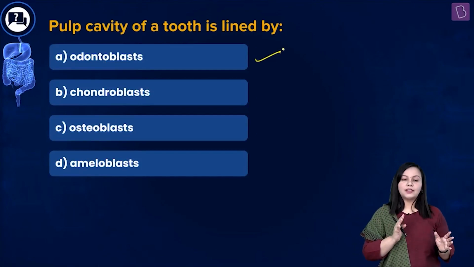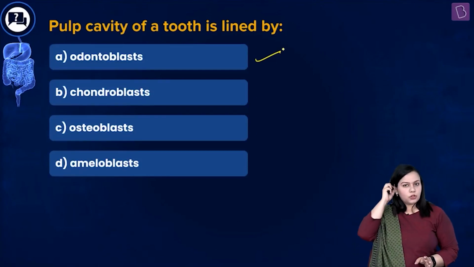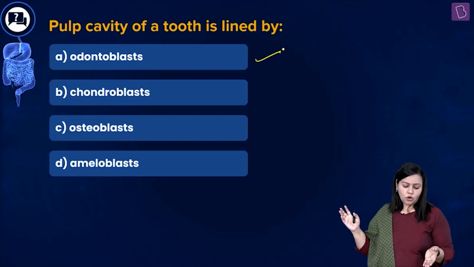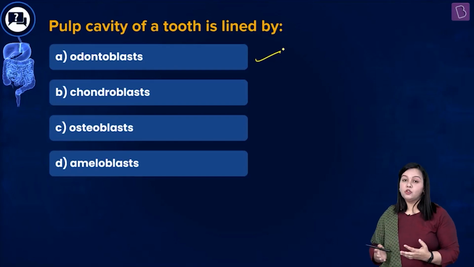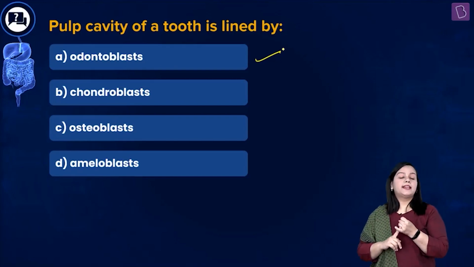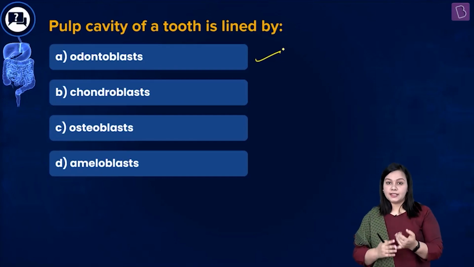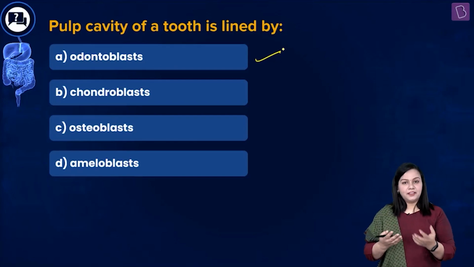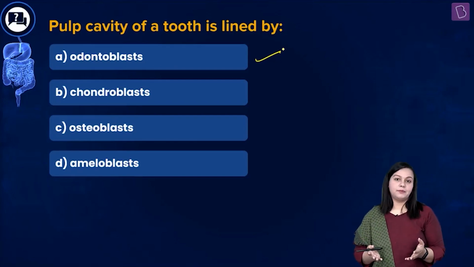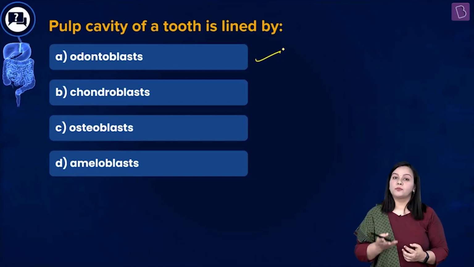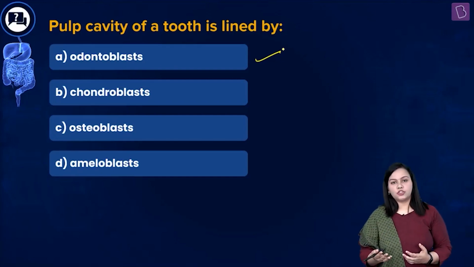Pulp cavity of a tooth is lined by odontoblast. There are other sets of cells given here: chondroblast, osteoblast, ameloblast. All of these have various different functions. Chondroblast helps in formation of cartilaginous cells which are called chondrocytes. Osteoblast, now you might be able to even guess it by yourself. Osteoblasts are the cells which form new bone cells by forming osteocytes.